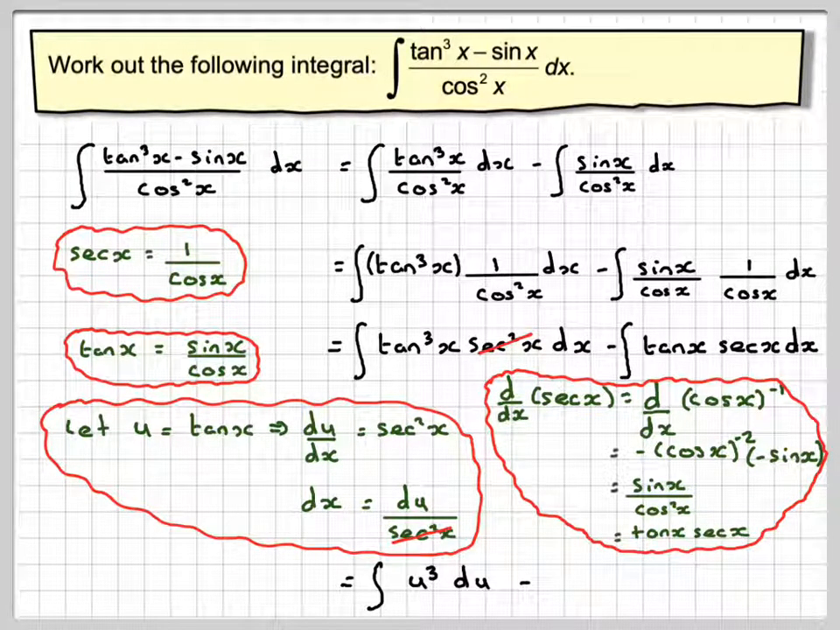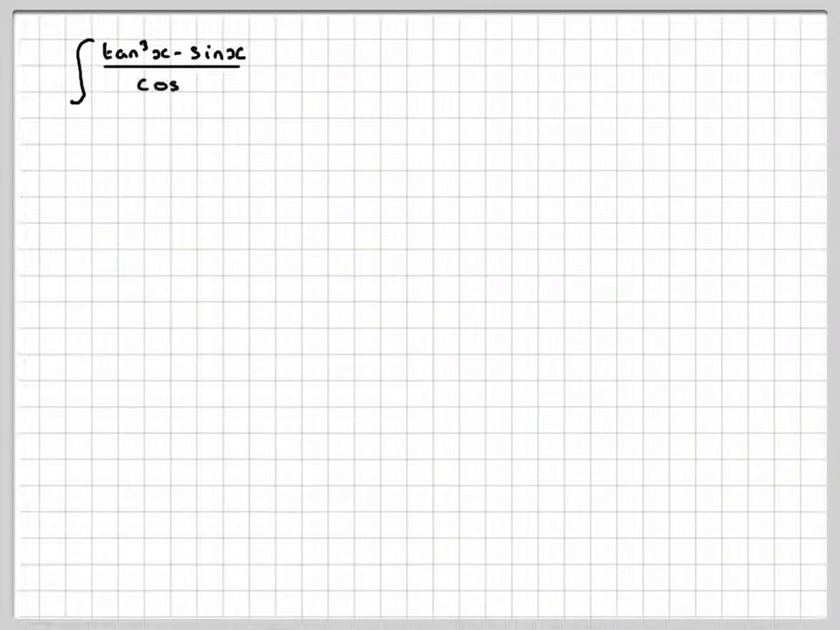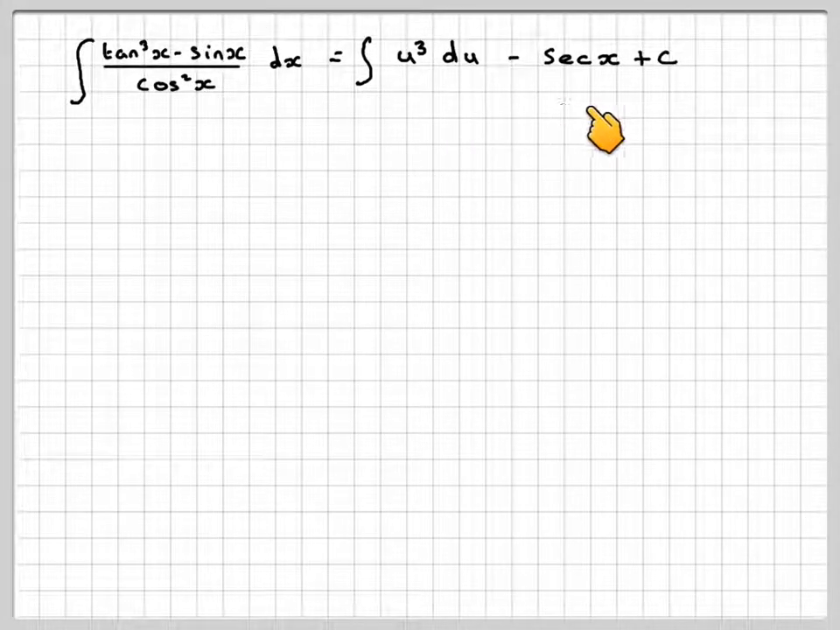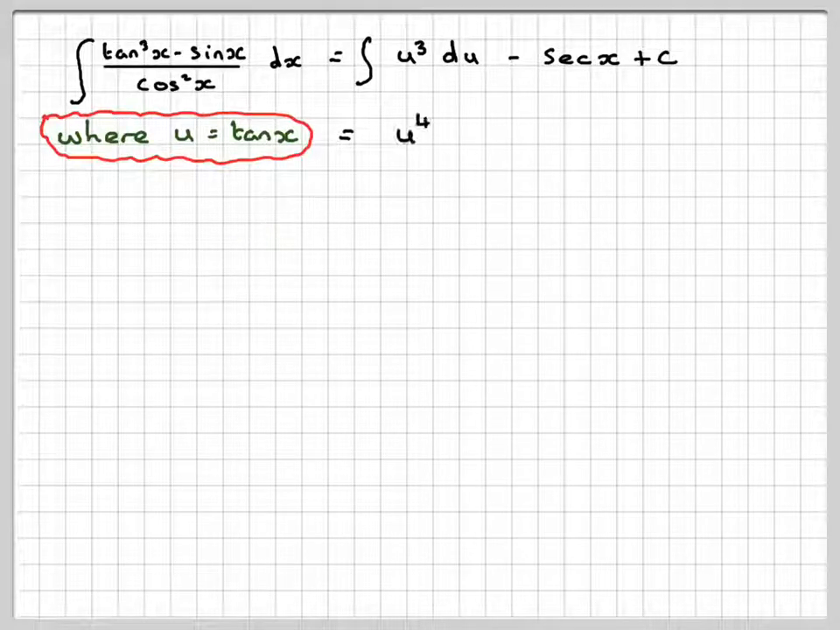Now, because integration is the reverse of differentiation, if we integrate that, we'll get back to that. So this bit here just becomes sec x, and then we add in a constant of integration. So the only bit we have to deal with is this bit here. So the integral of (tan cubed x minus sine x) over cos squared x is the integral of u cubed du minus sec x plus c, where u is tan x.